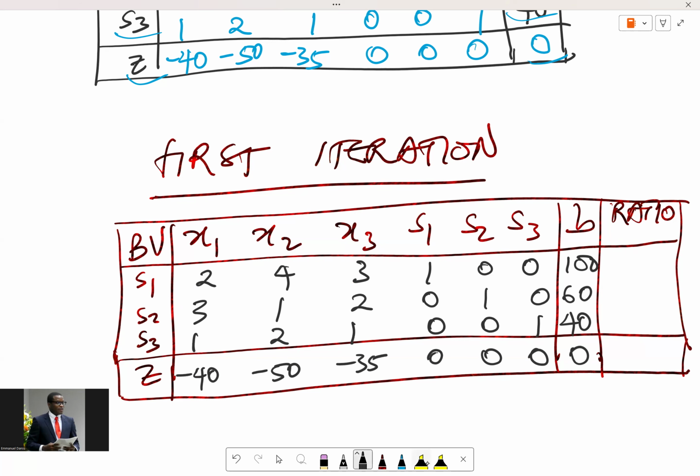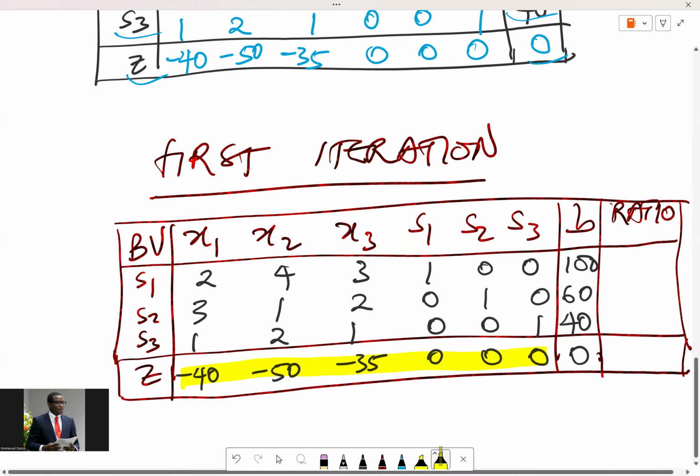the first thing you want to do is make sure that as long as there's a negative value in that Z row, you have to keep iterating until all the negative values are gone. When you want to start, you start with the biggest negative value, which is like the smallest value there. In that case, we know that's minus 50. That's the biggest negative value. So by identifying that, it simply means that you are going to have X2.